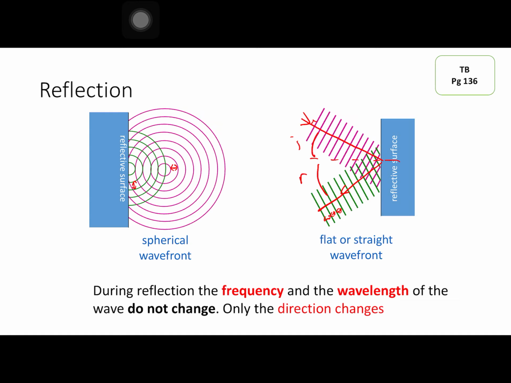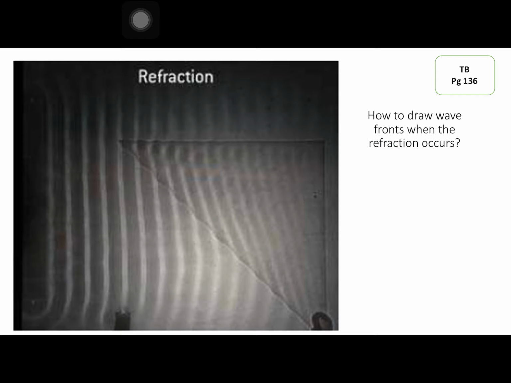So this is on page 136 of your textbook. You will be able to see the diagram of the wavefront on the top left-hand corner. And then if you go down to the bottom of the page, you can see these three paragraphs, right? The top paragraph, please highlight there is no change in wavelength during reflection. And write down that the frequency also doesn't change, only the direction changes.